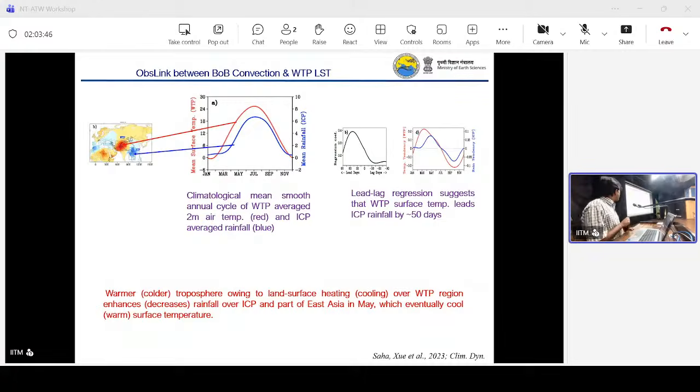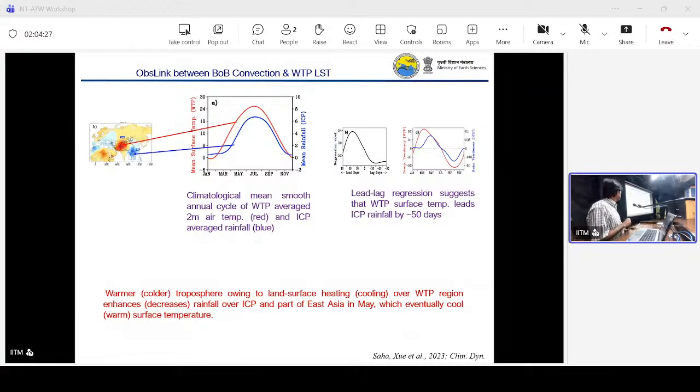The other question I was trying to address is that you have a positive correlation here and a negative one here. So it is possible that you have convection here in May, and that convection gives rise to heating of the troposphere, which may be seen here. So we tried to understand which comes first, whether this heating happens first or some convective activity happens first. If you see the annual cycle of temperature of this region and the rainfall of this region, the temperature actually starts early. And if you see the lead-lag correlation, this anomaly happens 50 days ahead, and the tendency also shows similar things. So definitely this is happening first.